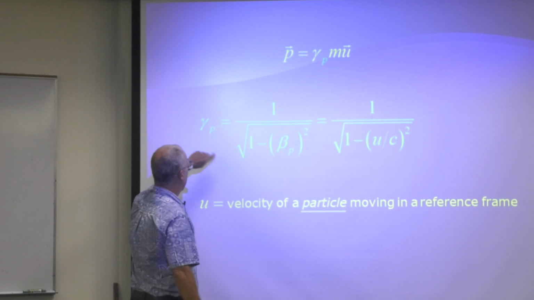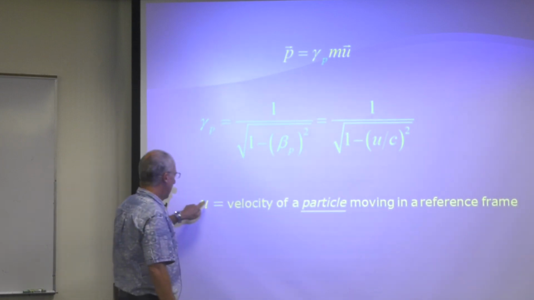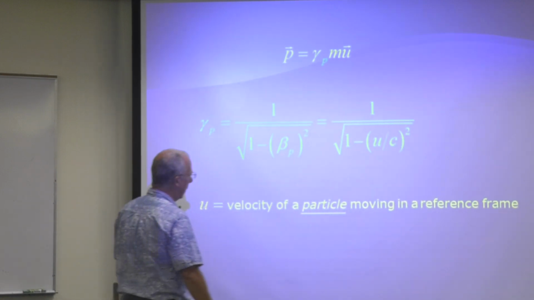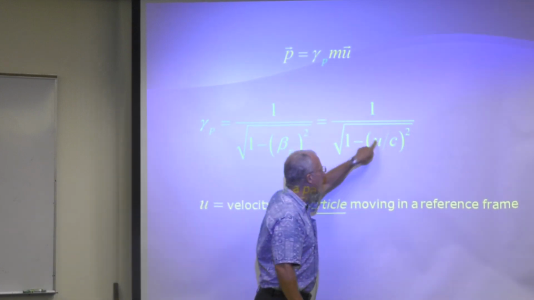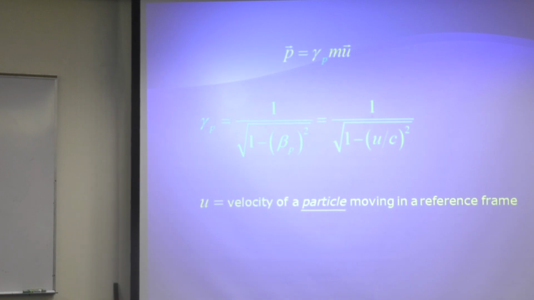Okay, so it's the same formula, right? 1 minus beta squared to the minus 1/2 and all that. But again, u is the velocity of a particle moving in the reference frame. So this gamma p has the speed of the particle moving in the reference frame. So just be careful, that's all.